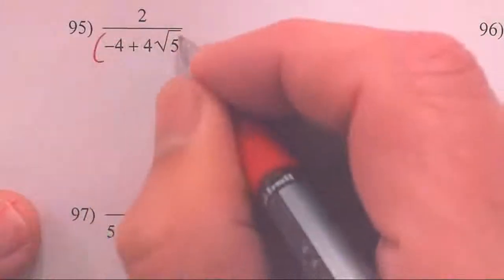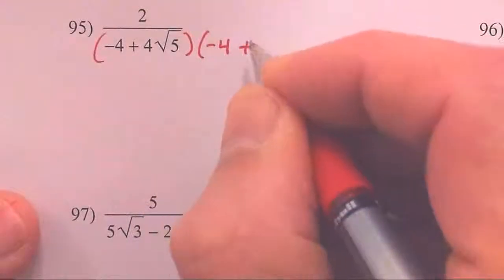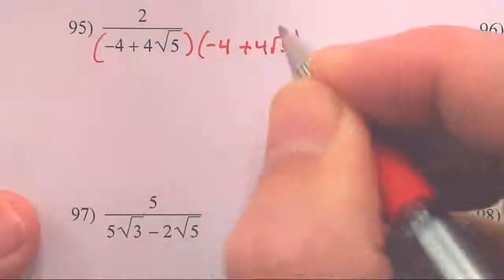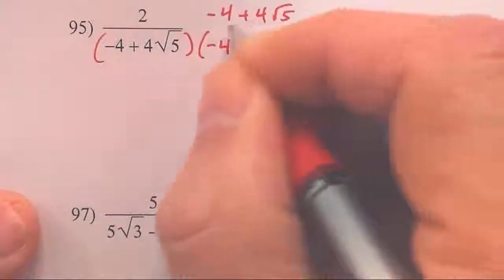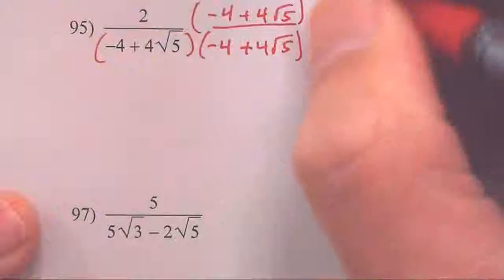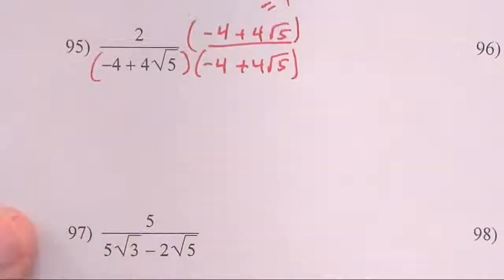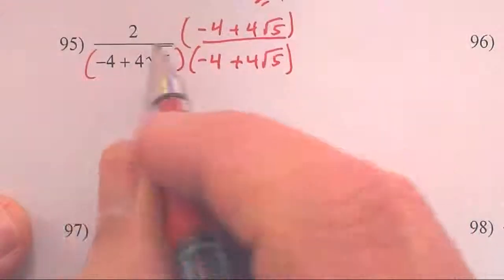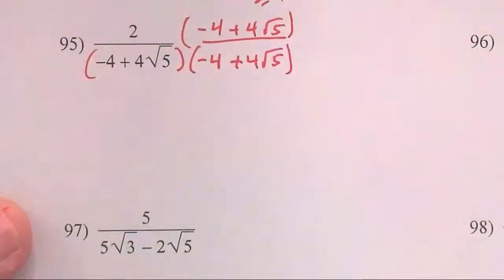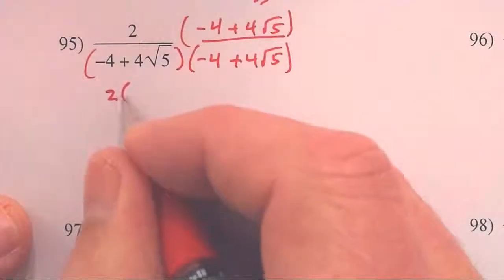So I'm going to multiply this denominator, you'll see what happens here, by negative 4 plus 4 root 5. So I have to multiply the top by the same because I have to make sure I'm multiplying by 1. I'm going to leave the numerator as is for right now. I expect good things to happen in the denominator, and maybe later I can cancel a factor.